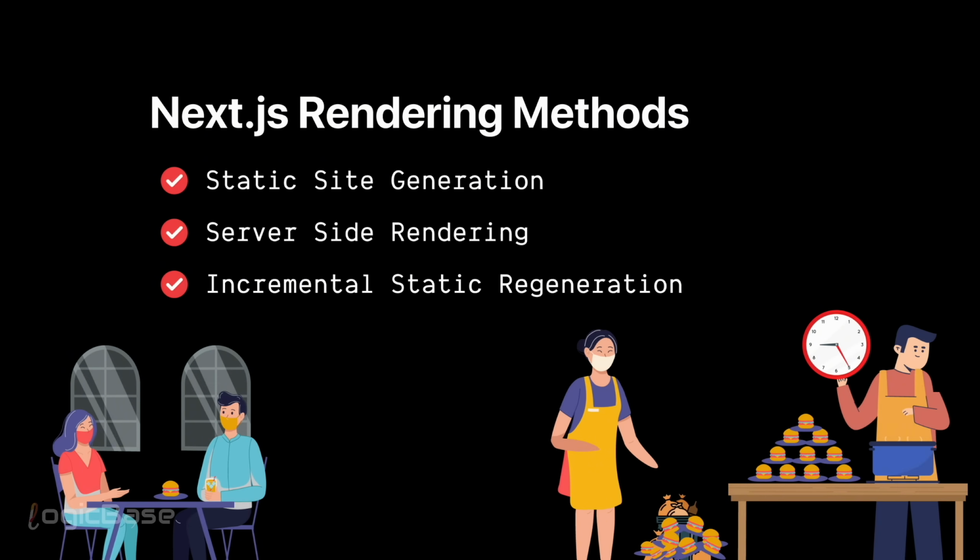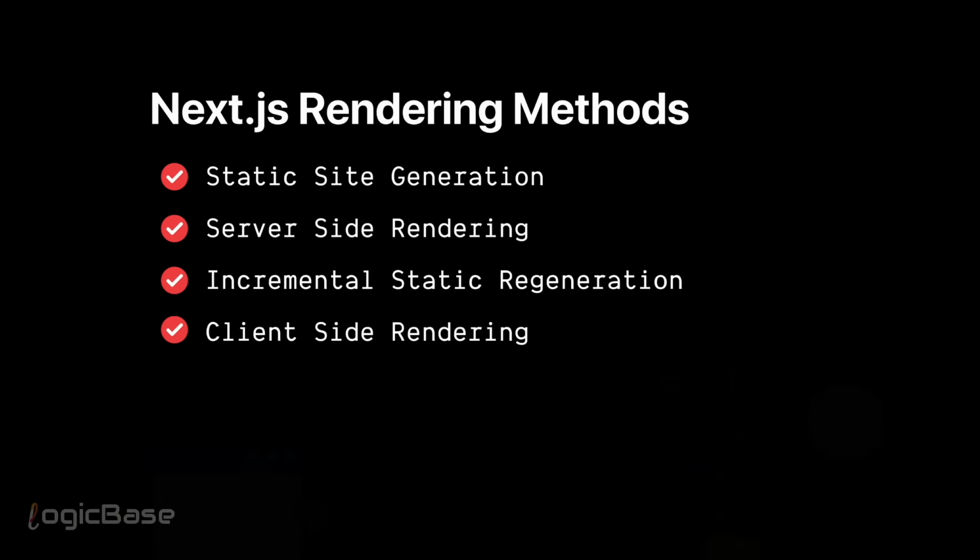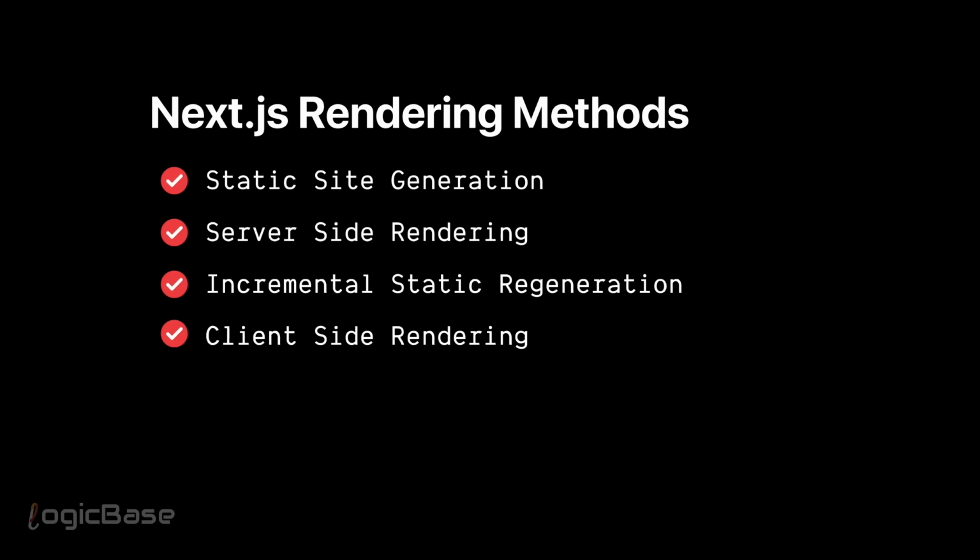That's exactly what ISR does in Next.js. You pre-generate the page just like SSG, but you also define a time interval after which the page will regenerate in the background. So you get the performance of SSG and the freshness of SSR. The perfect balance, right? Now that we have talked about SSG, SSR and ISR, let's move on to another strategy.